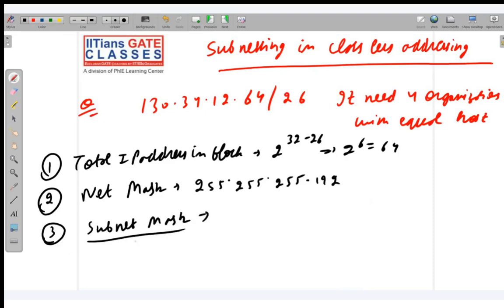Okay, subnet mask. So how will you find subnet mask? We have done this already in classful. 4 organizations means 2 bits you have borrowed. 2 bits borrowed means 2 ones. 2 ones you will add more. So 26 already are there. 2 ones you will add more. 28 ones. So how will you write 28 ones? 255.255.255.224. Any doubt?